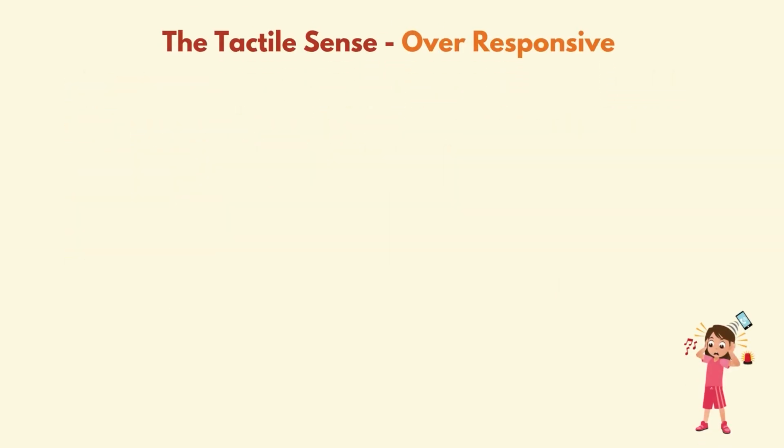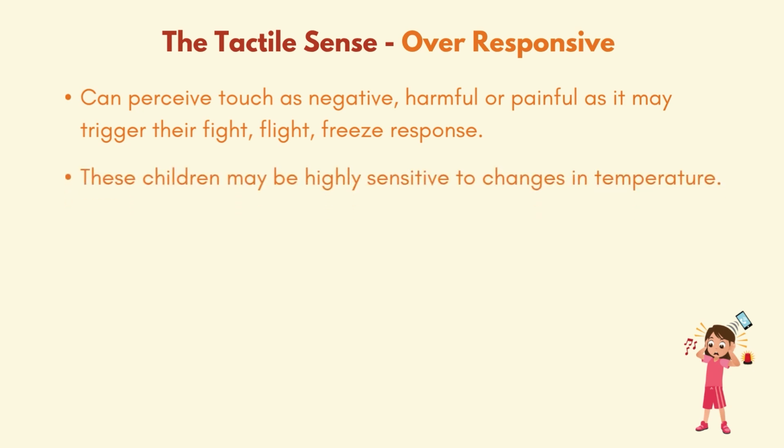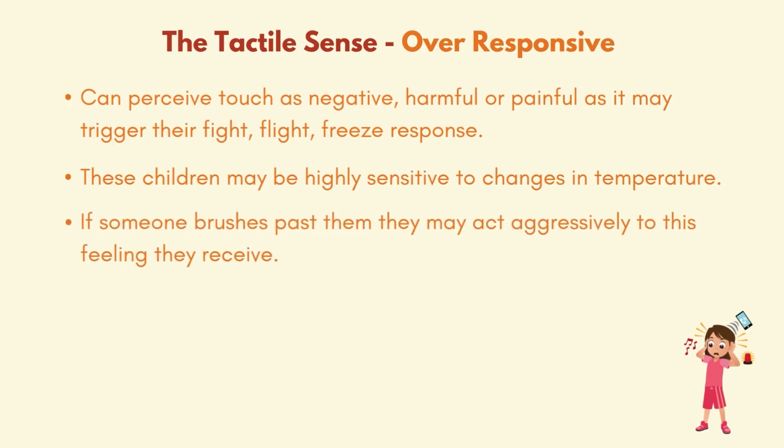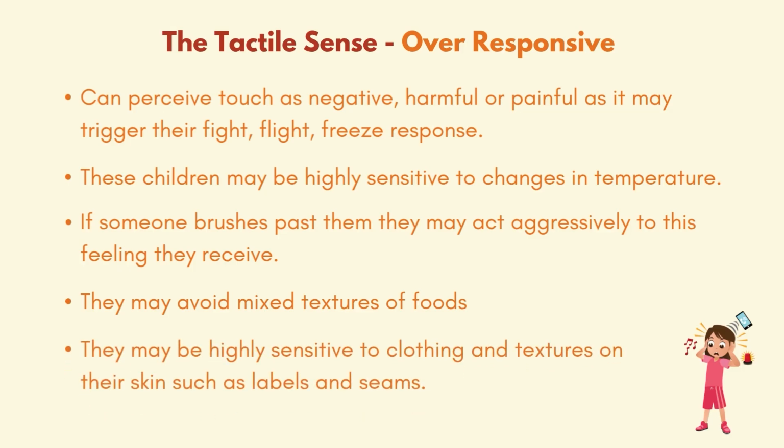Over-responsive children can perceive touch as negative, harmful or painful, and it may trigger their fight, flight, freeze response. These children may be highly sensitive to changes in temperature. If someone brushes past them, they may act aggressively to this feeling they receive. They may avoid mixed textures of foods. They may be highly sensitive to clothing and textures on the skin, such as labels and seams.